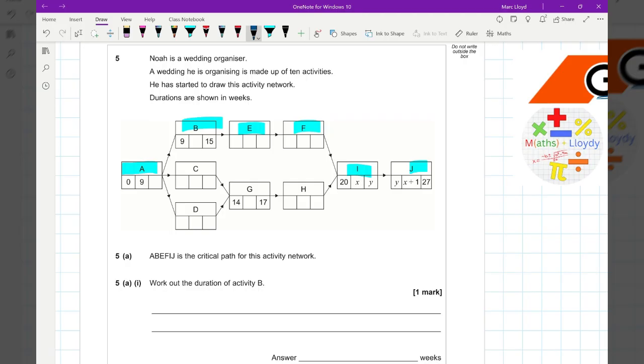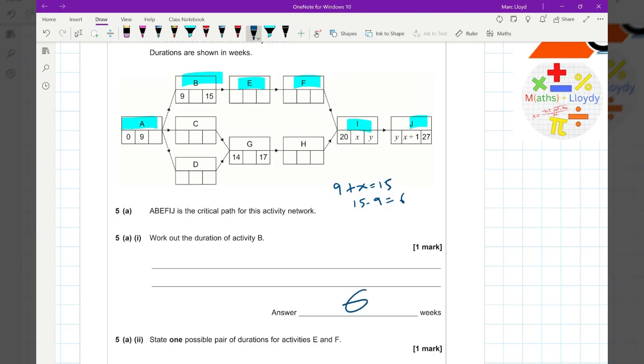Work out the duration for B. So that just means that 9 plus something will equal 15. 15 take away 9 is equal to 6. So that is 6. Nice and easy.